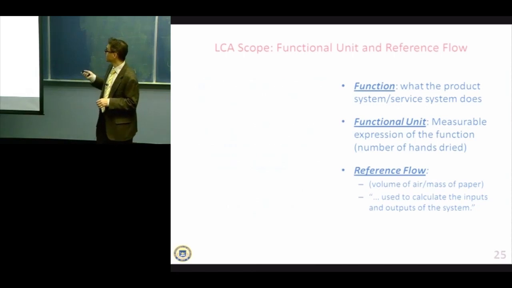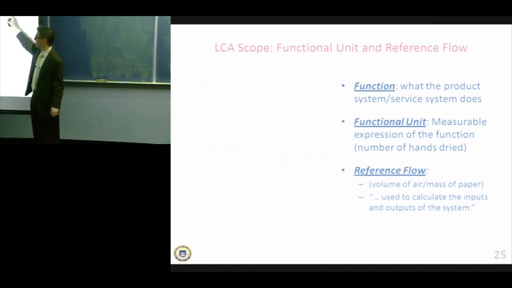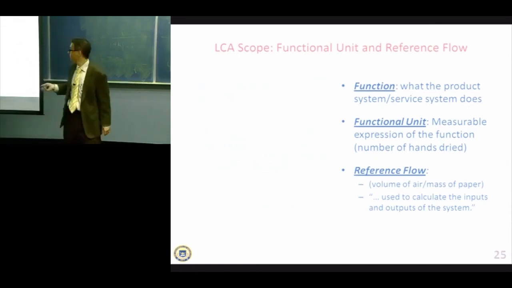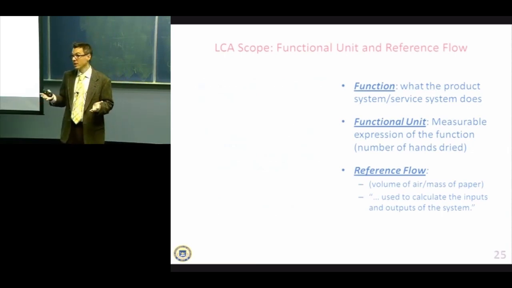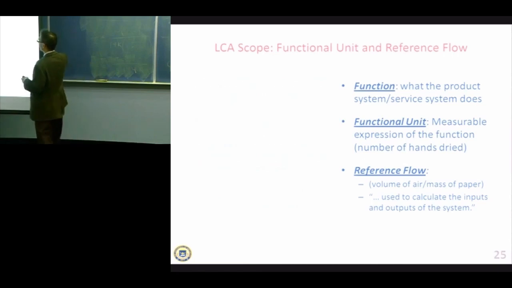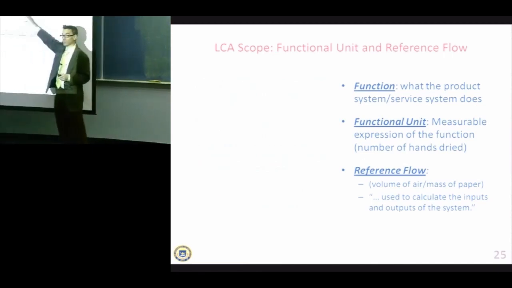usually by a system. The functional unit is something else. This can be like a trick question on an exam: what's a function, and somebody describes a functional unit, or you say what's a functional unit, and somebody describes a function. They're different. The function is what the system you're studying does. The functional unit is a unit of measure. Basically, it's the number of hands dried. You could think about how many hands are dried in the big house per year and use that as a functional unit, or it could be two hands, right?